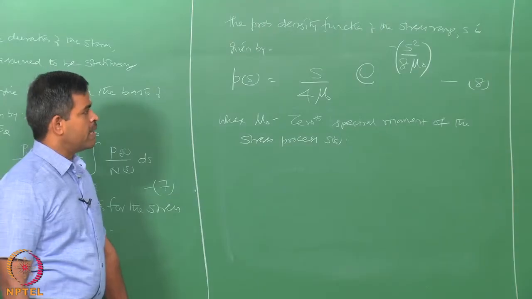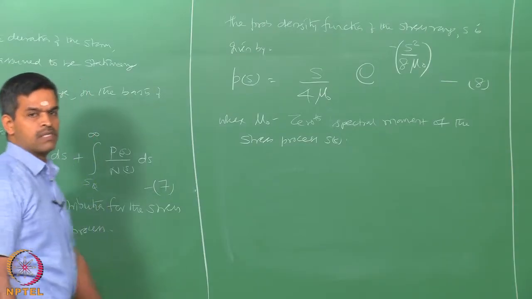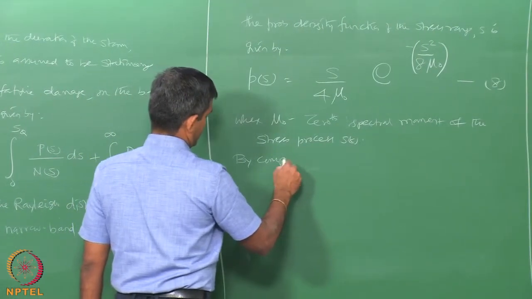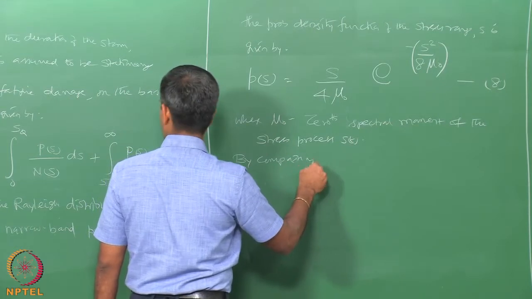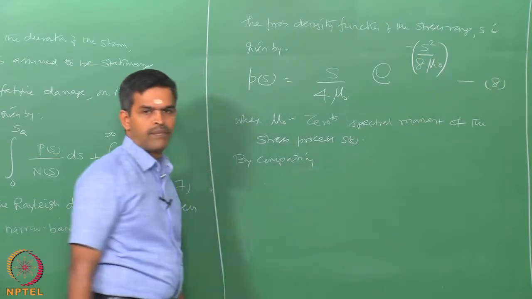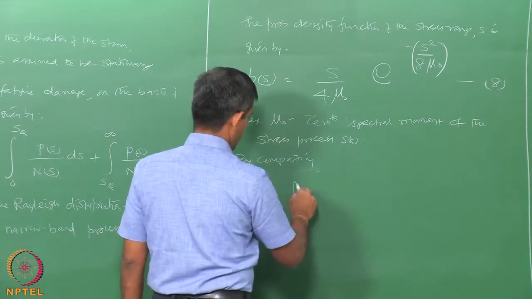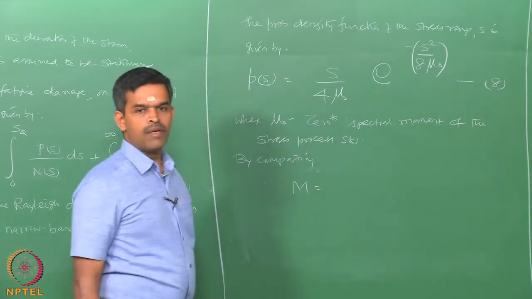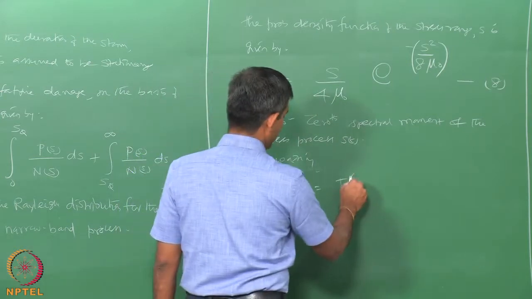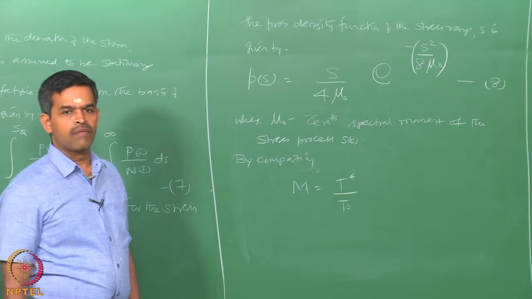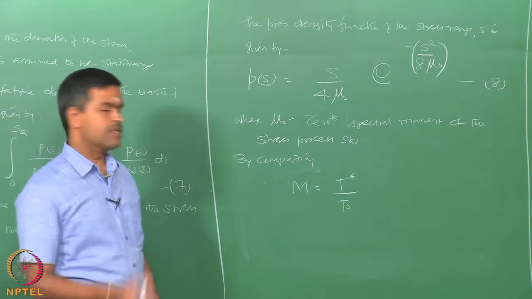Let us try to compare this equation with the earlier expression what we had. Now, we are comparing, we can understand that m will be equal to T star by T naught, where both times are measured in seconds.